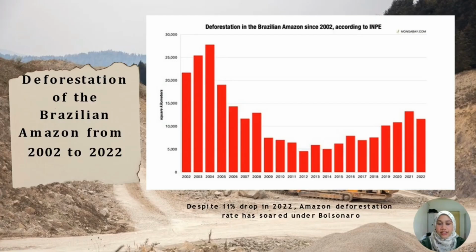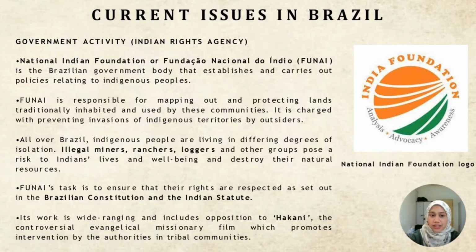So this is the graph of deforestation of the Brazilian Amazon from 2002 to 2022, despite an 11% drop in 2022. The next current issue in Brazil is the government agency FUNAI.